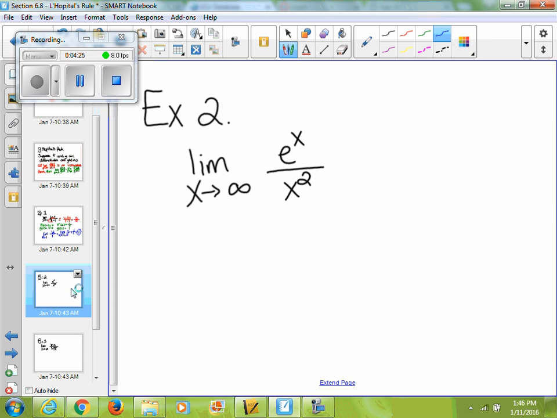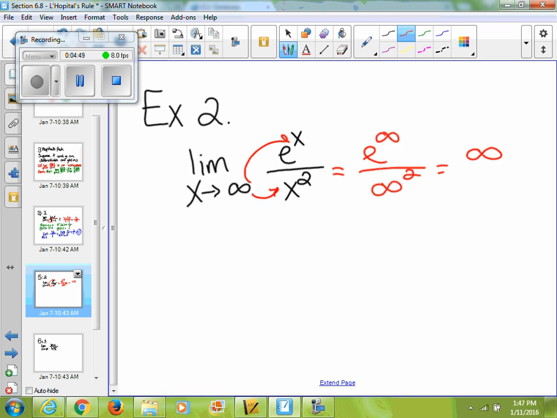Okay, so let's do the same thing for example 2. I'm asked to find the limit as x approaches infinity of e to the x divided by x squared. Okay, so if I plug in infinity for my x's, I get e to the infinity divided by infinity squared. E to the infinity is just infinity. Infinity squared is infinity. So I get my indeterminate form, infinity over infinity.